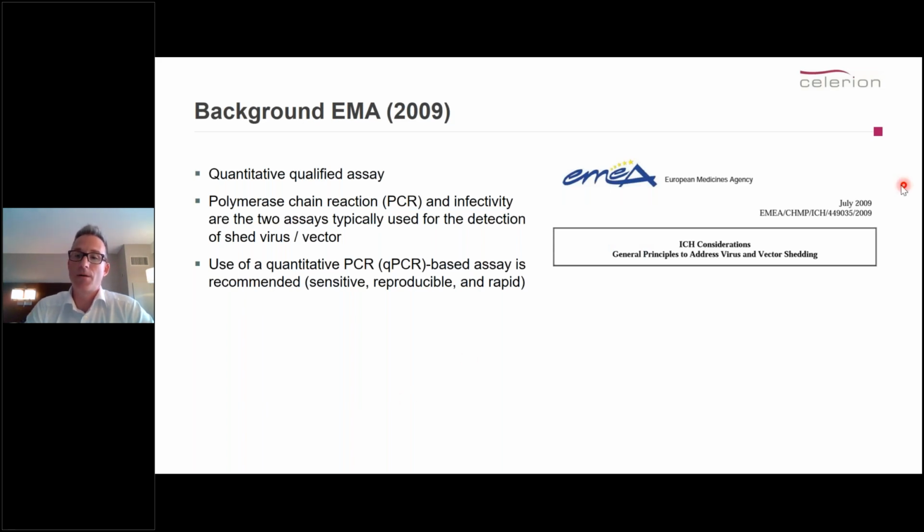EMA, very similar. July 2009 was this one posted, but also a very similar sort of approach. It's a quantitative qualified assay, so again it doesn't ask for any validation of this assay in particular, and PCR or infectivity assays are the two assays that are used or can be used, but PCR assays, qPCR in particular, are recommended because of the sensitivity, reproducibility, and because they're fast. Again, here specifically qPCR is mentioned, and none of these address or mention anything about digital PCR.